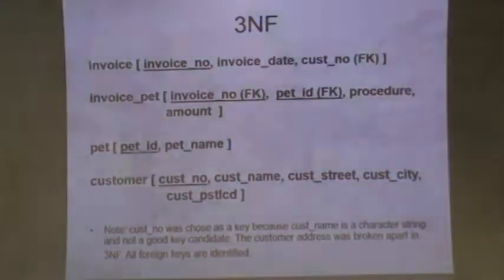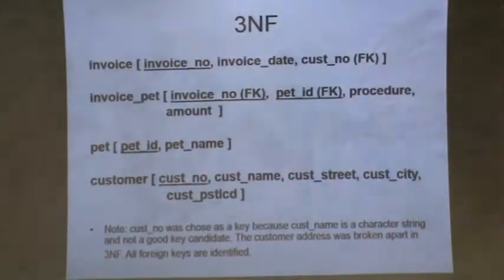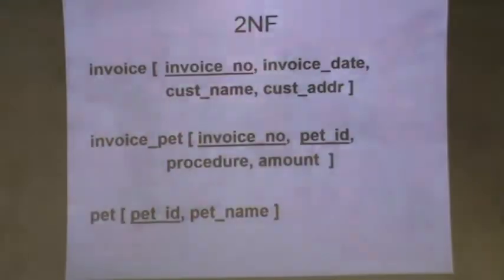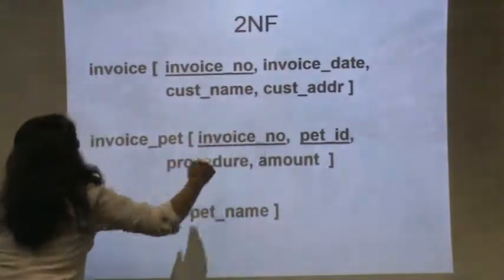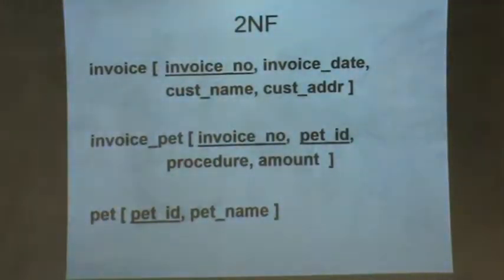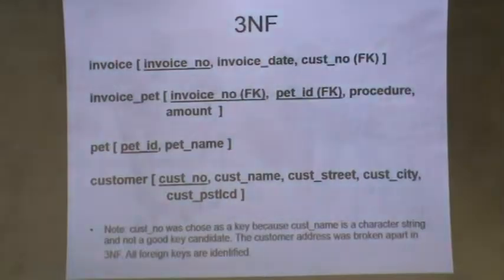So in 3NF, now I have one more problem, which is customer address. Here, the customer address is still multi-valued. So when I'm doing 3NF, I'm just separating it into smaller pieces called street, city, and postcode.